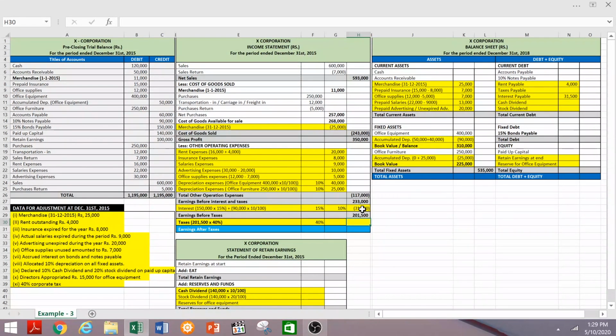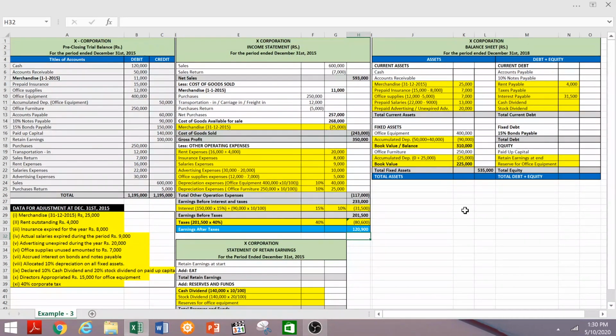Now we have to calculate 40% taxes. In this way, we need to calculate 40% on earning before taxes, which is equal to 2,01,500. So in this way we have calculated the amount of taxes also. Now finally, the result of the income statement in the form of earning after tax is equal to 1,20,900. So again, don't forget to mention the result of taxes in your balance sheet. It is a liability, we have to pay the taxes to the government.